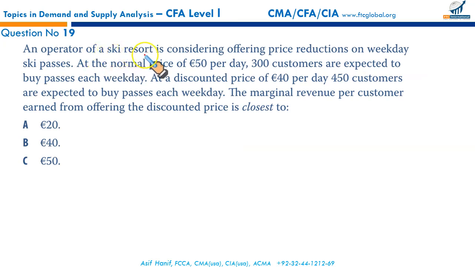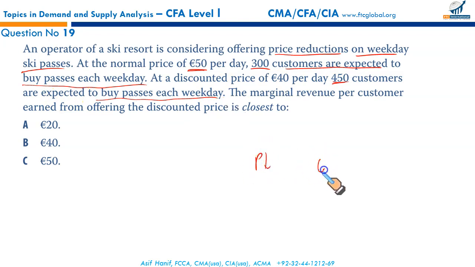An operator of a ski resort is considering offering price reductions on weekday ski passes. At the normal price of 50 euros per day, 300 customers are expected to buy passes each weekday. At a discounted price of 40 instead of 50, we are expecting 450 customers to buy passes each weekday. So as the price falls, the quantity demanded increases. So what are we looking for? The marginal revenue per customer earned after offering the discounted prices is closest to... That's a very straightforward question.